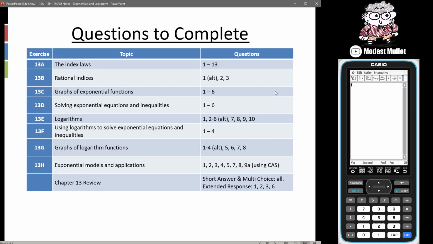These will be the recommended questions for the exercises. Pause if you do want to copy those down at all.